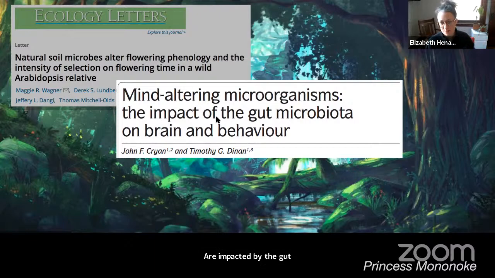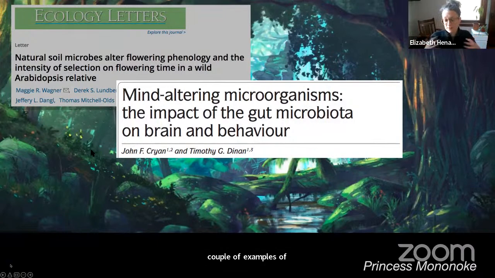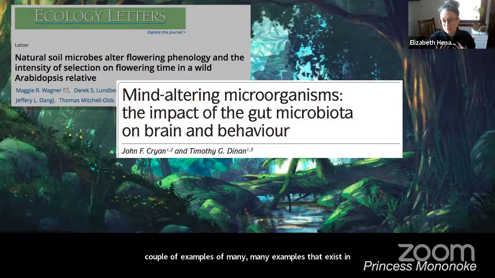So this is just a couple of examples of many, many examples that exist in the literature that show that physical characteristics or phenotypes of a multicellular organism, like a plant, like an animal, like a human being, like ourselves, are due not only to the genotype of that individual, but also to the genotype of the microorganisms with which we live in symbiosis, with which we interact.